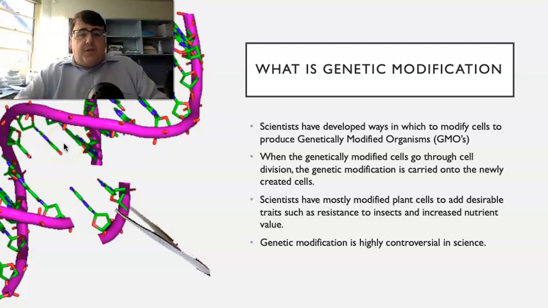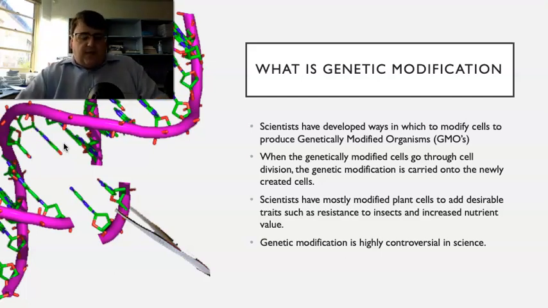Scientists have mostly modified plants to add desirable traits. Traits that we've added are things like resistance to insects, resistance to herbicides, so we can kill the weeds around those plants, and increased nutrient value. Genetic modification isn't exclusive to plants. We have done it to animals too. In China, for example, they're using it to clone animals. There have been scientists that have made things like glow-in-the-dark fish.